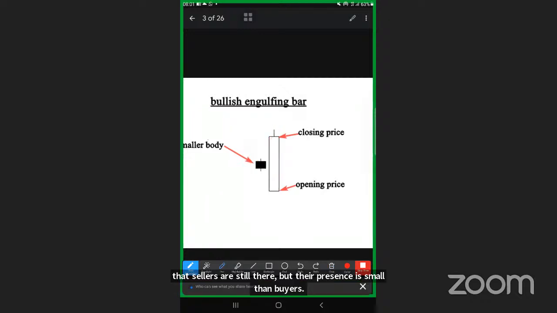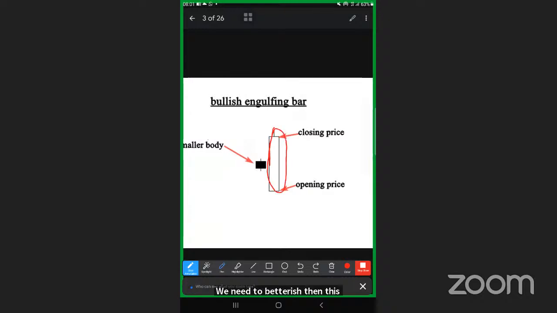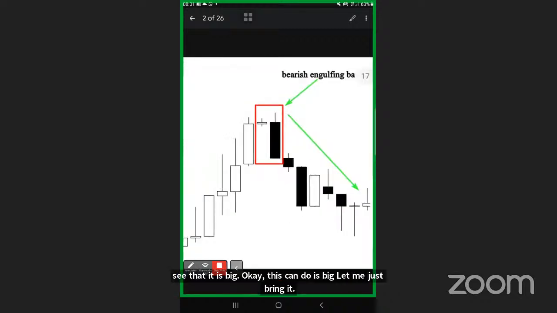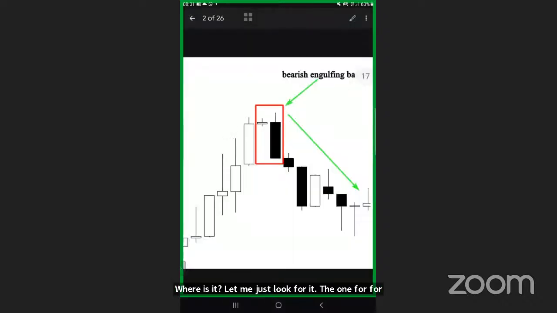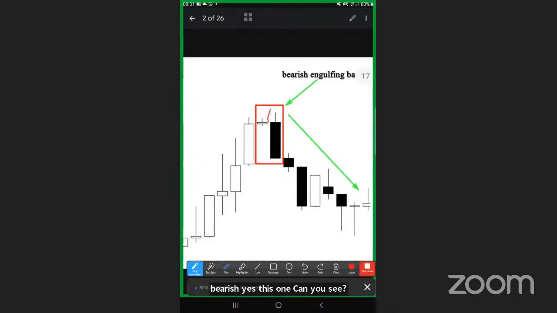When it comes to bearish, this candle you are going to see is big. Let me bring up the one for bearish. Yes, this one. Can you see? This candle is big, this one is small. Where is the market coming from? From the downside. In the bullish case, the market is coming from this direction. Who is in control? Sellers, but they are reaching what we call a support area.